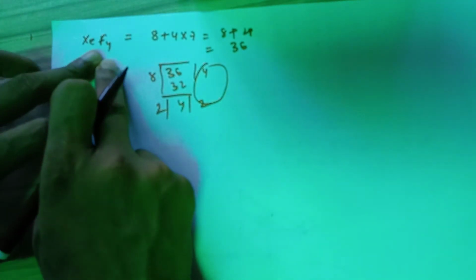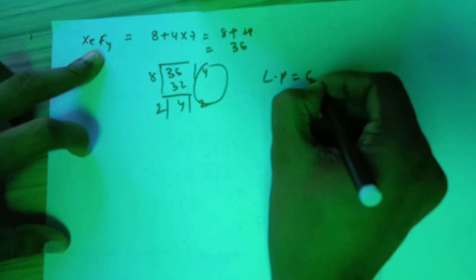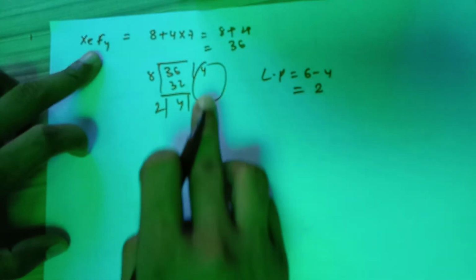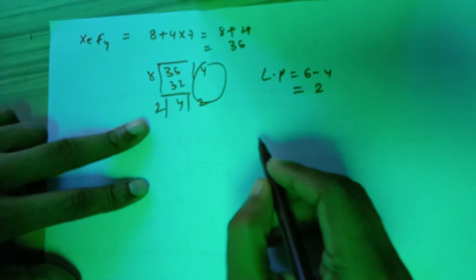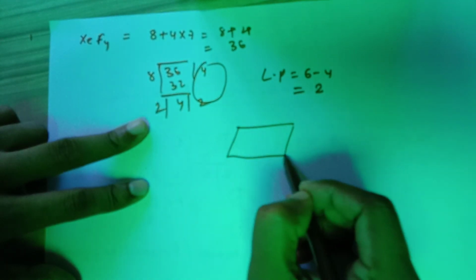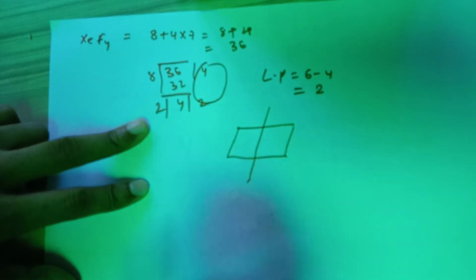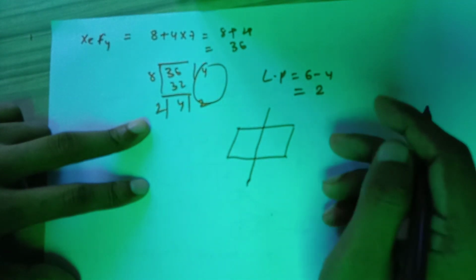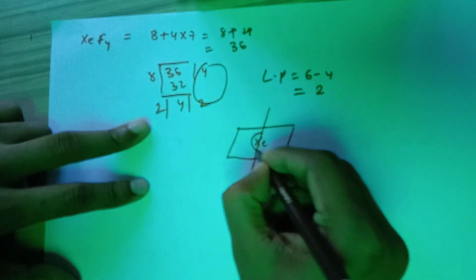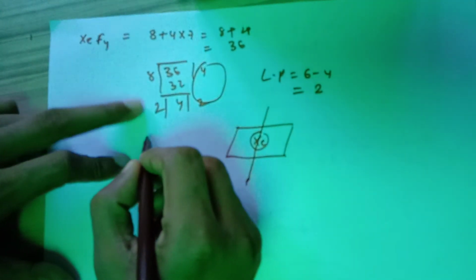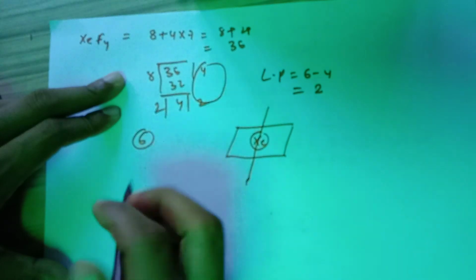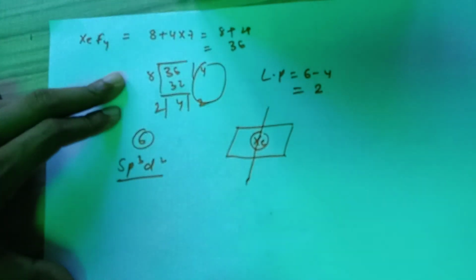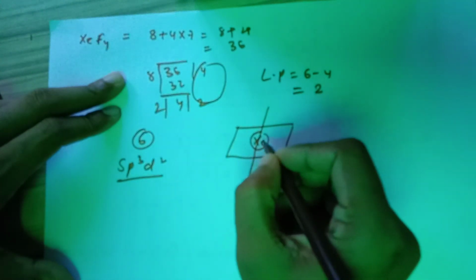Now the atoms attached are 4. So the lone pairs will be 6 minus 4, that is 2 lone pairs. Since 6 bonds are there, the structure will be like a square. It will be like this, that is octahedral type. Here it will be Xe. Now what is the hybridization? Since 6 bond pairs are there, it will be sp3 and d2. Hybridization is sp3d2.